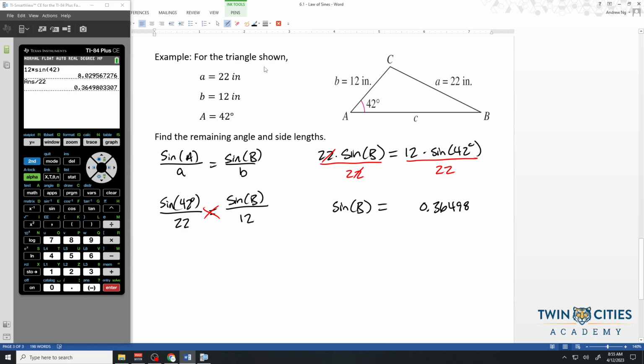B is trapped right now inside of this sine function. So I need to do the inverse to undo the sine function and let just B be itself. In order to do that, I do the sine inverse. But what I do to one side, I have to do to both sides. This sine inverse will undo this sine, leaving just B. So B is equal to, in the calculator, to get sine inverse, you're going to hit second, and then sine inverse of 0.36498. So this is roughly 21.4 degrees.